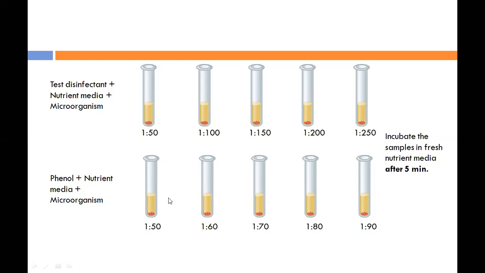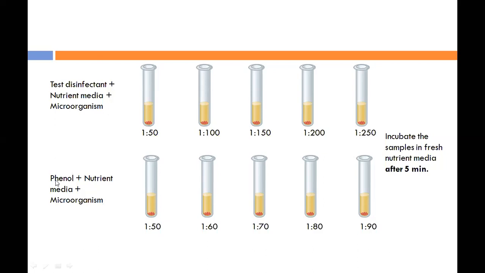So what are we going to do? We are going to let Lysol and phenol react with these organisms in these test tubes for a period of 5 minutes. The time period is very important here. After 5 minutes, we take samples from each test tube and inoculate those samples in fresh nutrient media. So you have to remove the samples from these test tubes, add them to new fresh media, and incubate those test tubes for growth of organism.